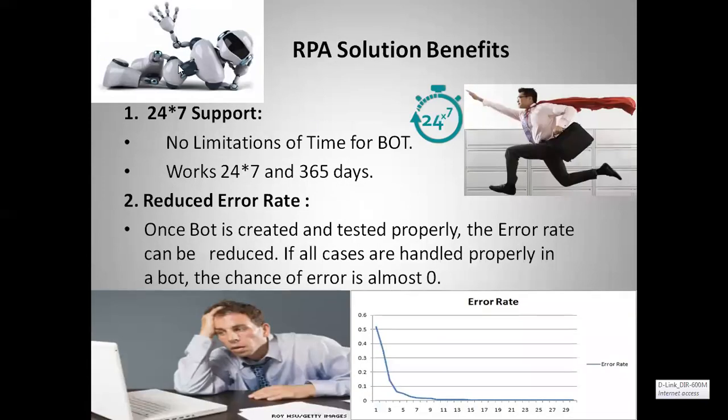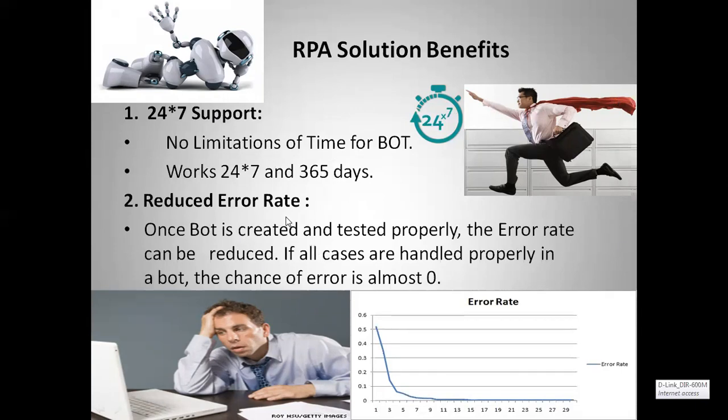So if the business organizations have an RPA solution implemented, there will be 24 by 7 support. Bots can work all 24 hours, all 7 days, and all 365 days in a year. So there is no limitation of time for a bot. Whereas the manual workforce, the employees, can work 9 hours in a day, and they cannot work beyond 9 hours. They cannot work all 7 days in a week, and they cannot work all 365 days in a year. So here you can simply compare the productivity levels of robots and the manual workforce, right?